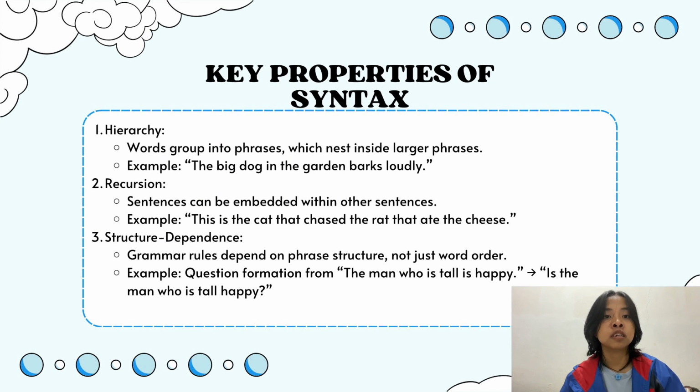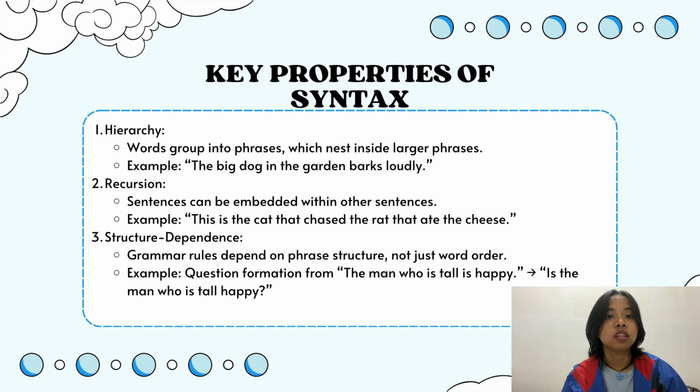Okay, the third one is structure dependence. Structure dependence means the rules of grammar look at the groups of words, not just the next word. When we change a sentence, for example, to make a question, we must think about the word groups. For example, "the man who is tall is happy." To make a question, we cannot just move the first "is." If we do that, we get "is the man who tall is happy."